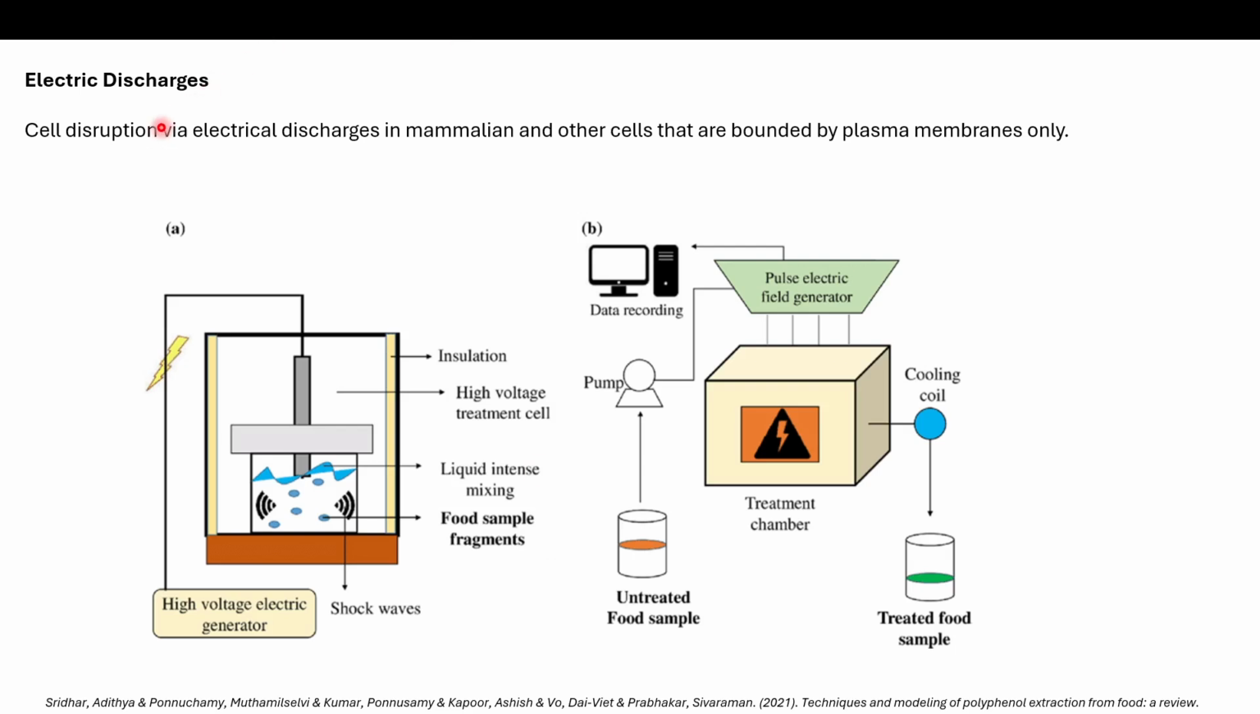Now, there can be the electric discharge method as well, where the cells can be disrupted by electric discharges, especially in mammalian cells that are bound only by a plasma membrane and do not have a cell wall.